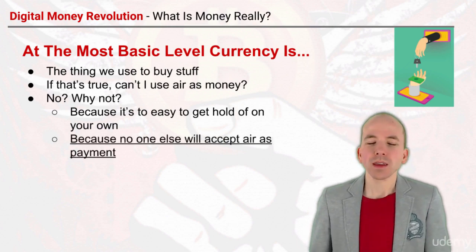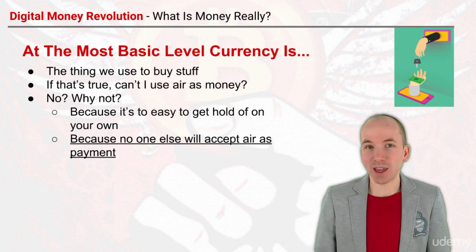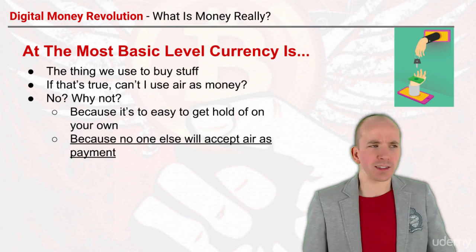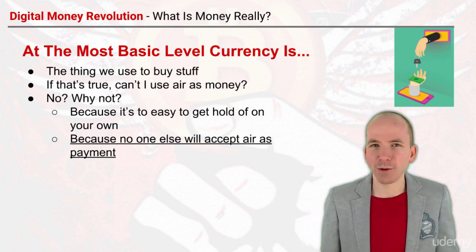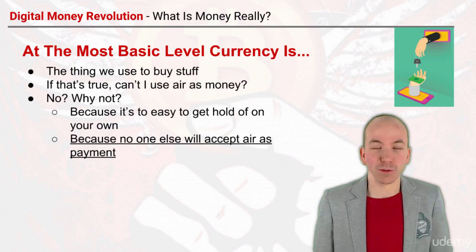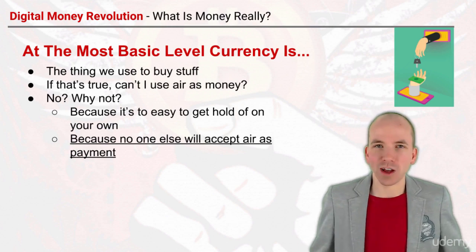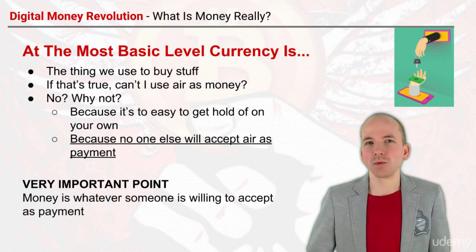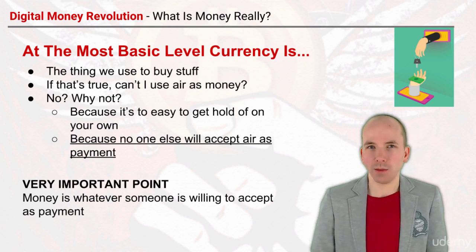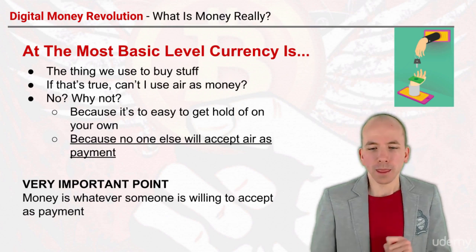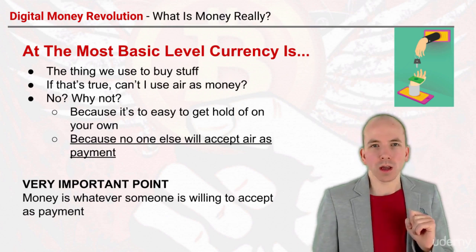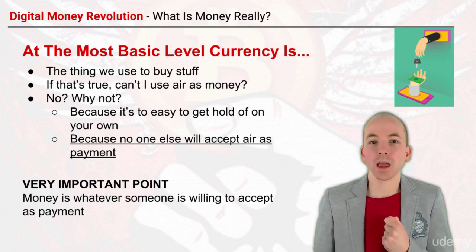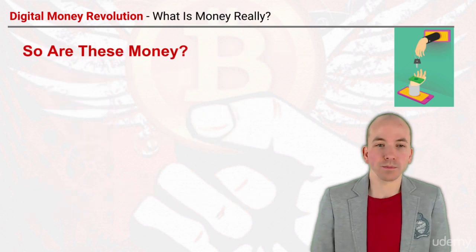In addition to that, no one else is willing to accept air as payment. So even if you took the air, you'd have to turn around and offer that to someone else, and they'd say the same thing. They'd say, well, no, I'm not taking air as payment because I can get some very easily for free. So why should I accept it as payment? It has no value. Now that is a very, very, very important point. Money is whatever someone is willing to accept as payment. So keep that in your mind. If I offered you a blank piece of paper as payment and you accepted that blank piece of paper as payment, it's currency. It's as simple as that.